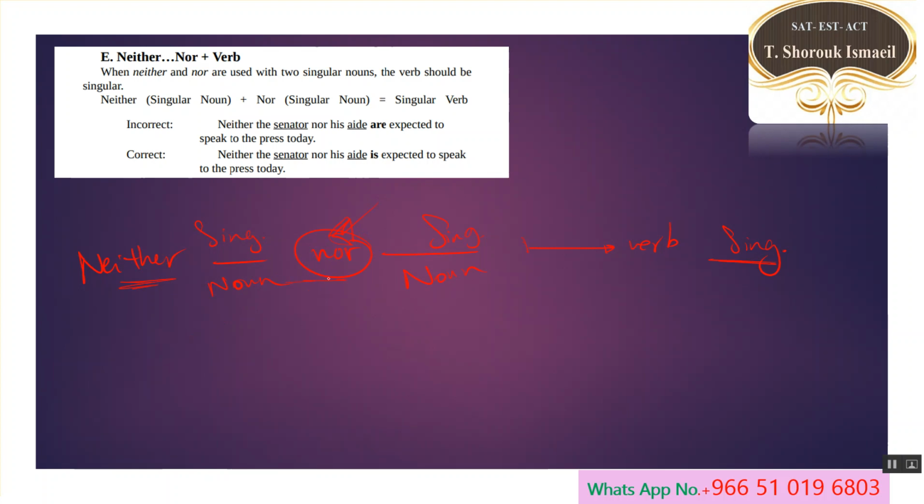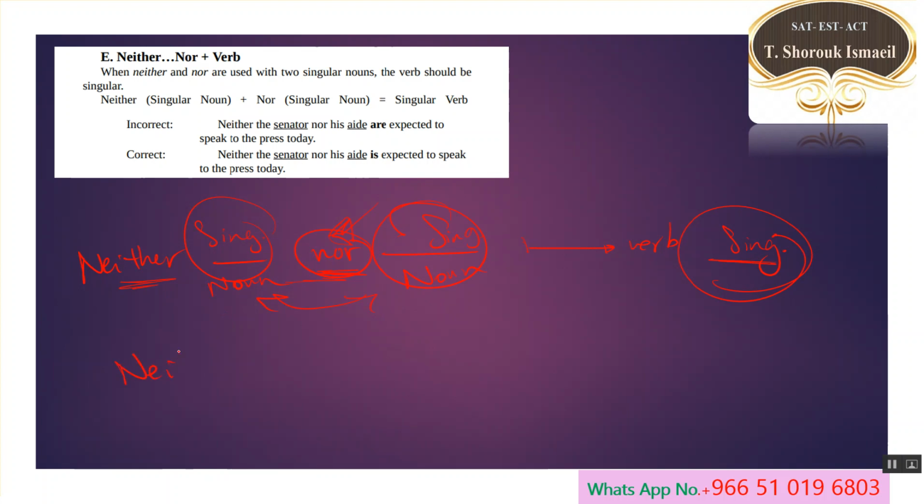Here, neither nor, as long as both of them are singular. This is not "and", because neither takes nor. Like when we talked about the compound subject, because it has "and", it has to be plural, but here with neither we have nor. So as long as the two nouns are singular, the verb has to be singular.